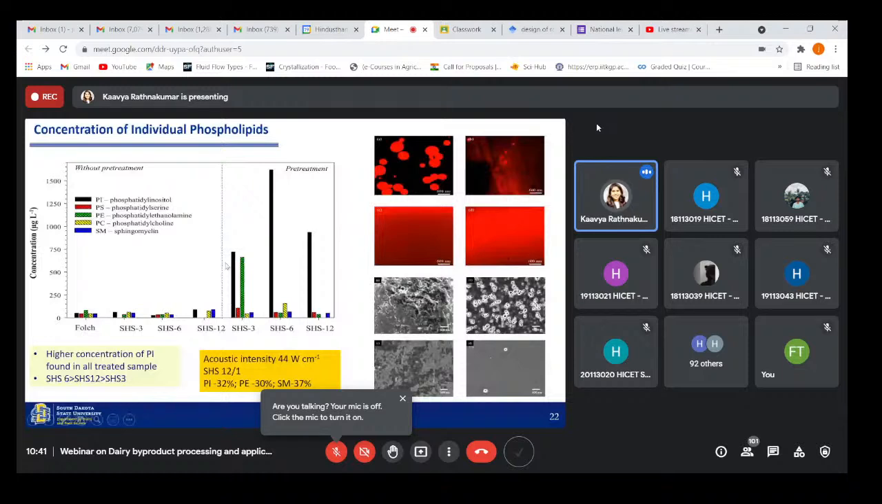We also noted higher acoustic intensity. We used 3 different acoustic intensities. Higher acoustic intensity yielded a really high amount of phospholipids.